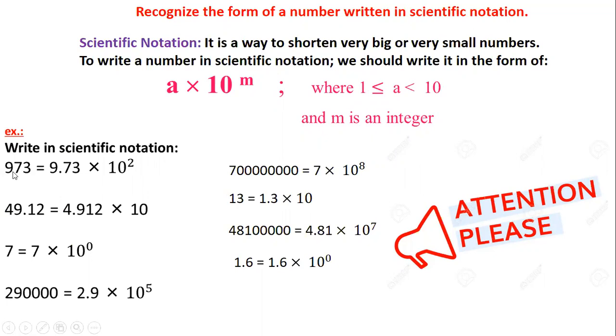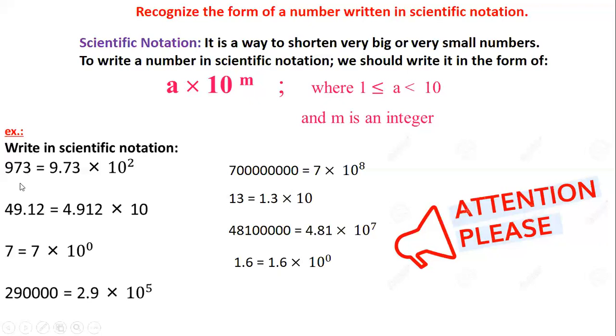Okay, so for example, if we have this number 973 and I want to write it in scientific notation, first I ask, is the number 973 between 1 and 10? No, it is not. I should make it a number between 1 and 10. How do we make it a number between 1 and 10? We should use the decimal point.